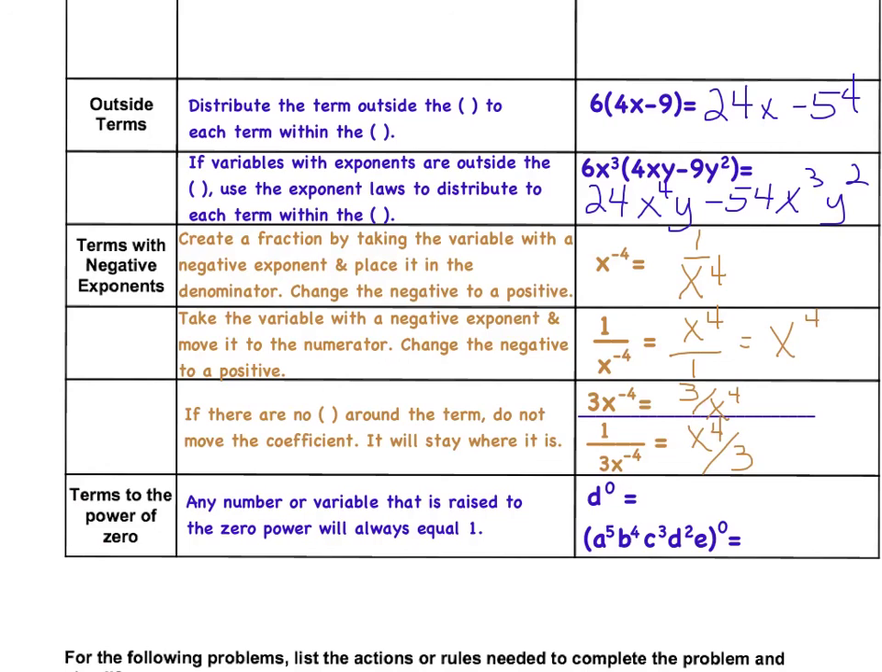Here we go. Any number or variable that is raised to the 0 power will always equal 1. So, if we have d to the 0 power, that equals 1. We could have a to the 5th, b to the 4th, c to the 3rd, d squared times e. If all of that is raised to the 0 power, it will equal 1.